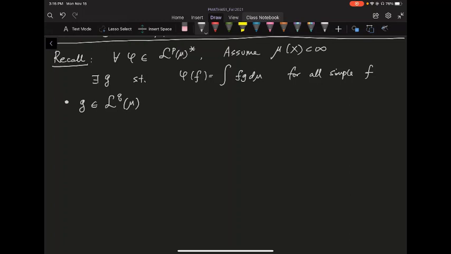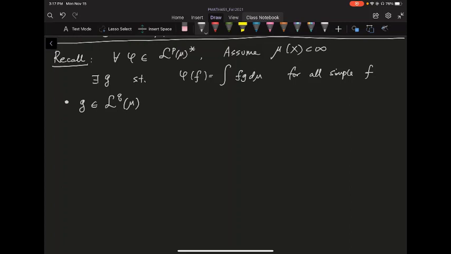So last time at the end, we said that we need two technical details. First of all, I need to show this g is in LQ. And second, I need to show that not only for simple functions does phi of f have this form of the integral of f g, but it is also true for all LP functions. So this phi is indeed equal to the big phi of g. That's our goal. Basically, that shows the surjectivity of that big phi.